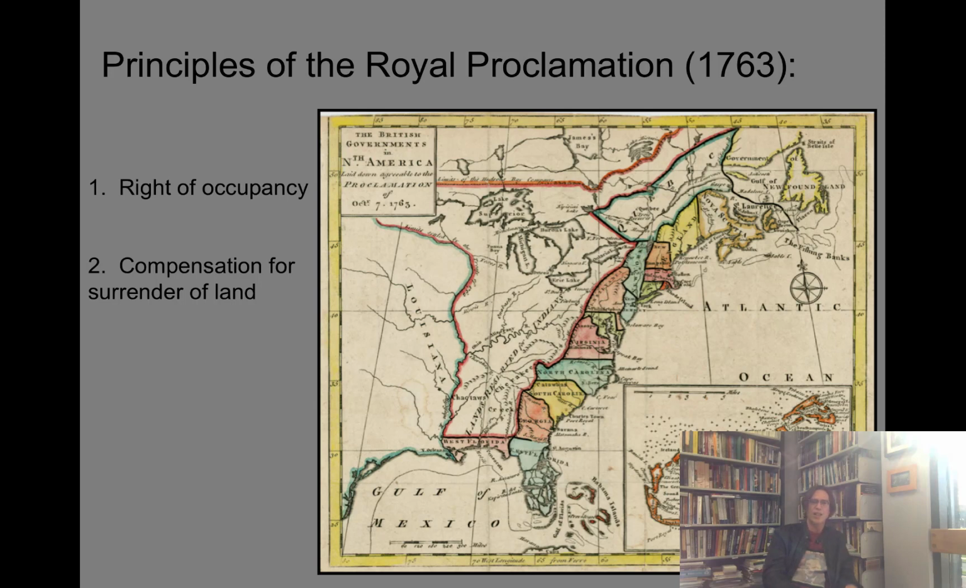Second thing is that not only do they have rights, but they deserve compensation for any surrender of land that would take place. In other words, if settlers are going to move onto this land, the British state needs to acknowledge Indigenous rights of occupation and therefore compensate them for the loss of that land.